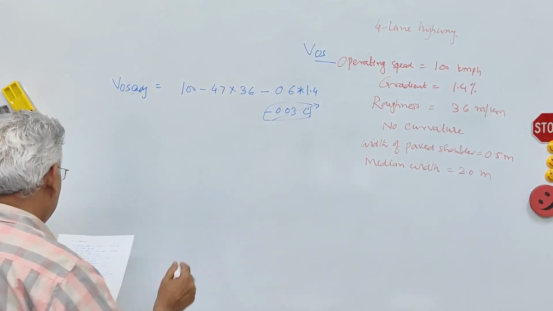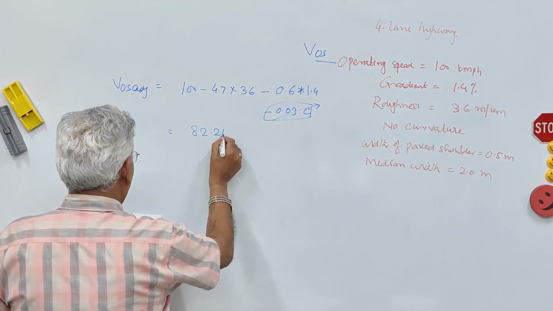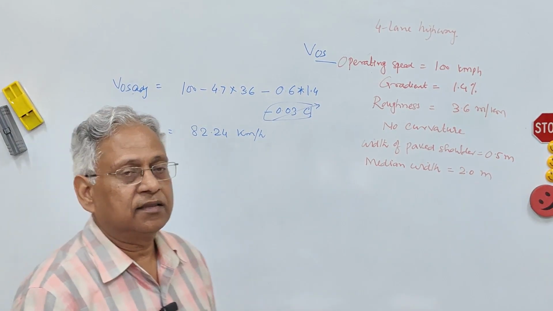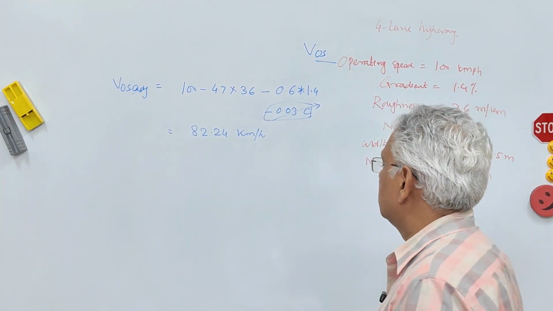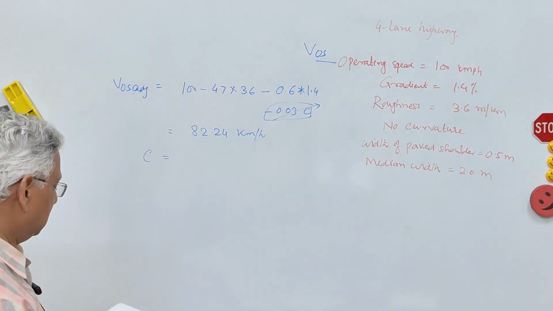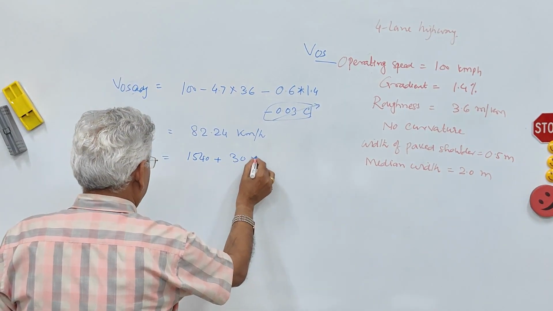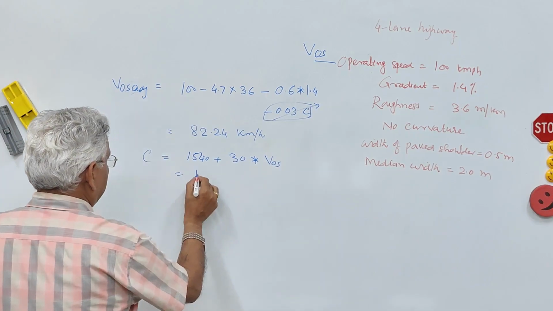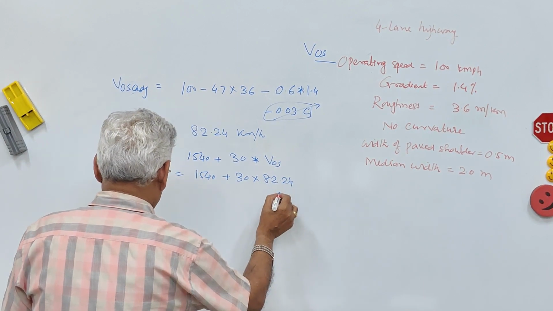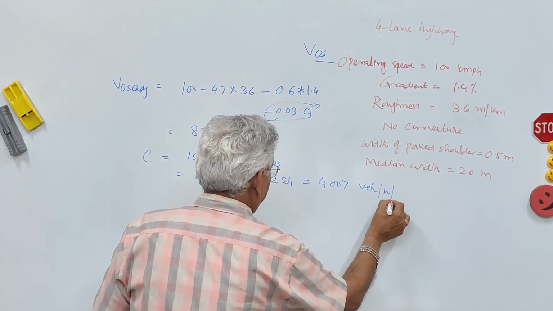That is the adjusted operating speed, 82.24 kilometer per hour. Now corresponding to this 82.24 kilometer per hour, you find out what is the capacity. Capacity of a 4-lane section is given by this equation, 1540 plus 30 into operating speed, VOS. That is 1540 plus 30 into 82.84, that is 4007 vehicles per hour per direction.